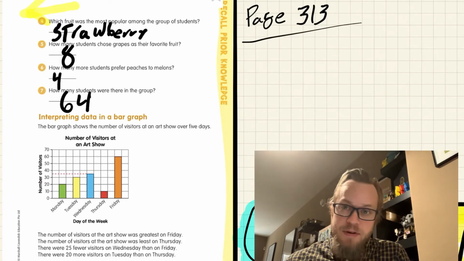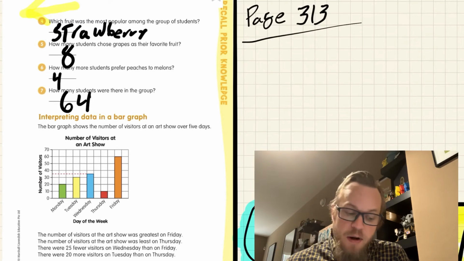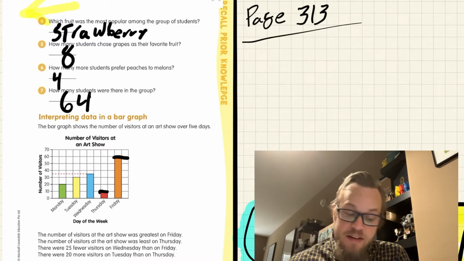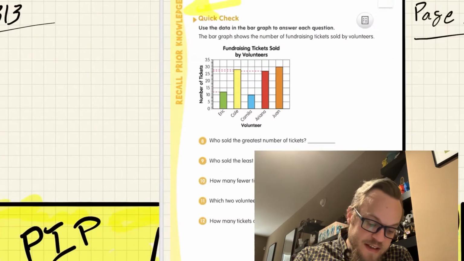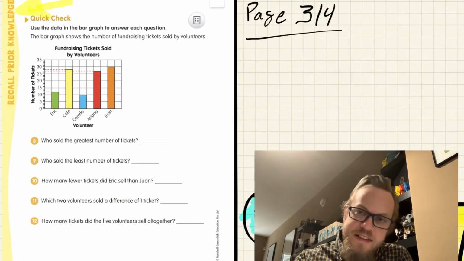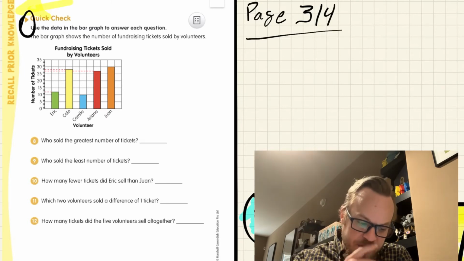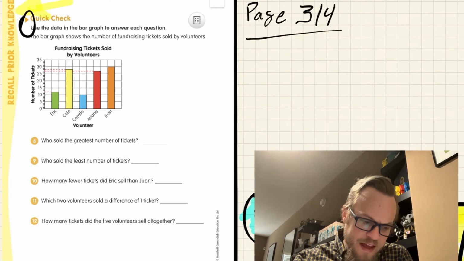Other ways we can present data is in a bar graph. So this bar graph is telling the number of visitors at an art show Monday through Friday. Friday is clearly the most, with Thursday being the least. So I can quickly see that Thursday has 10, Friday has 60. And it's gonna ask me some questions based off of that.